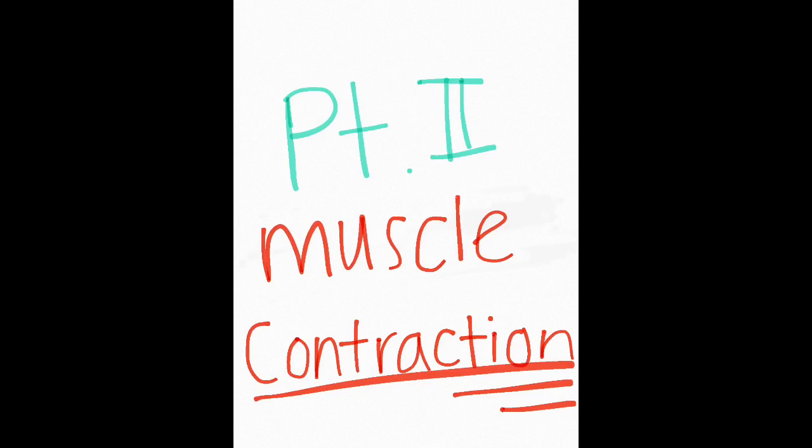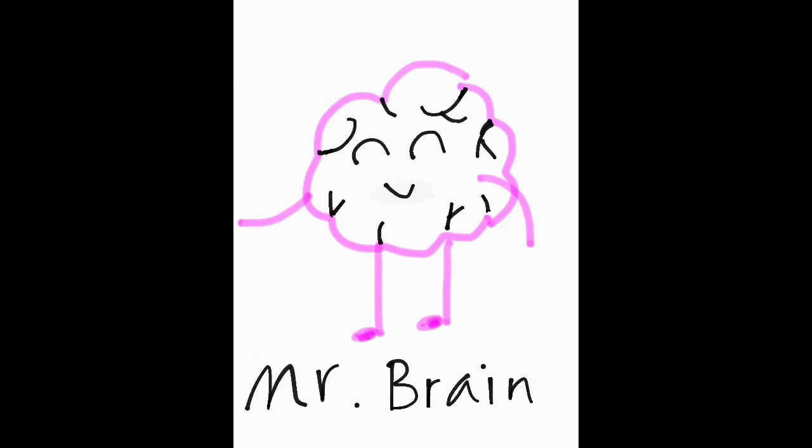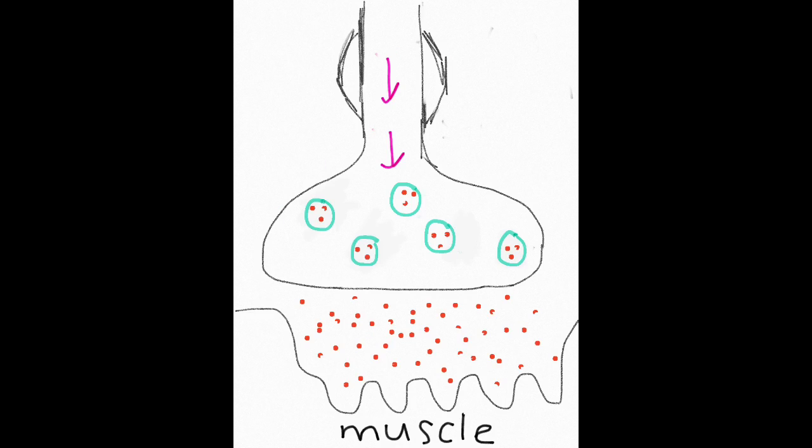Then we look at part 2, which is muscle contraction. So it all starts when the brain sends a signal and an action potential has to pass through the motor neuron. And this is where the neuromuscular junction comes in. So the motor neuron makes contact with a muscle fiber, passes the action potential, and then acetylcholine is released from the vesicles, and then they attach to the receptors on the muscle fiber.